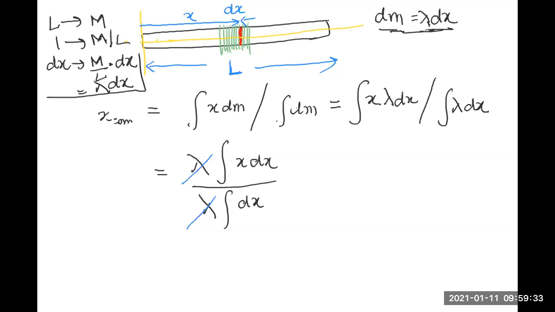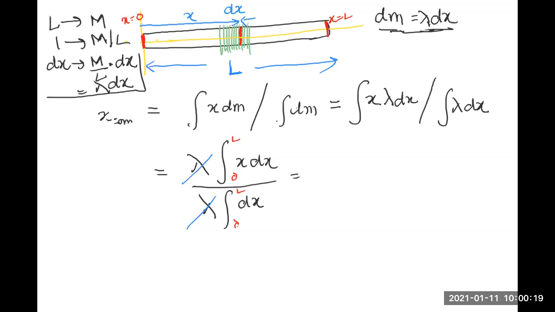So to find the limits, what you need to do is identify the elements which are at the extremes. So this is the element at one end of the rod. This is the element at the other end of the rod. Now for the first element, what is the x coordinate? The x coordinate for this one is equal to 0, and for the other it is equal to L. Right? So the limits will go from 0 to L.